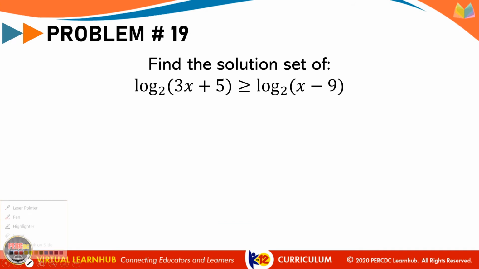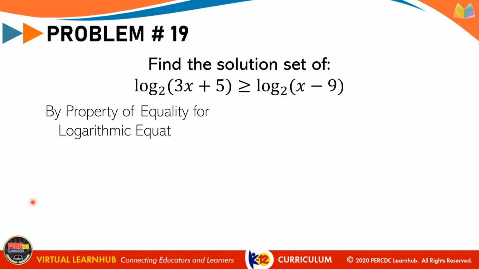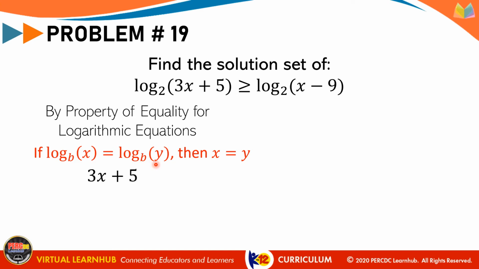Problem number 19. Find the solution set of log of 3x plus 5 to the base 2 is greater than or equal to log of x minus 9 to the base 2. Using the property of equality for logarithmic equations, that is, if we have log of x to the base b is equal to log of y to the base b, then we can say that x is equal to y. Thus, giving us 3x plus 5 is greater than or equal to x minus 9, because we can observe that both logarithms are expressed with base 2.